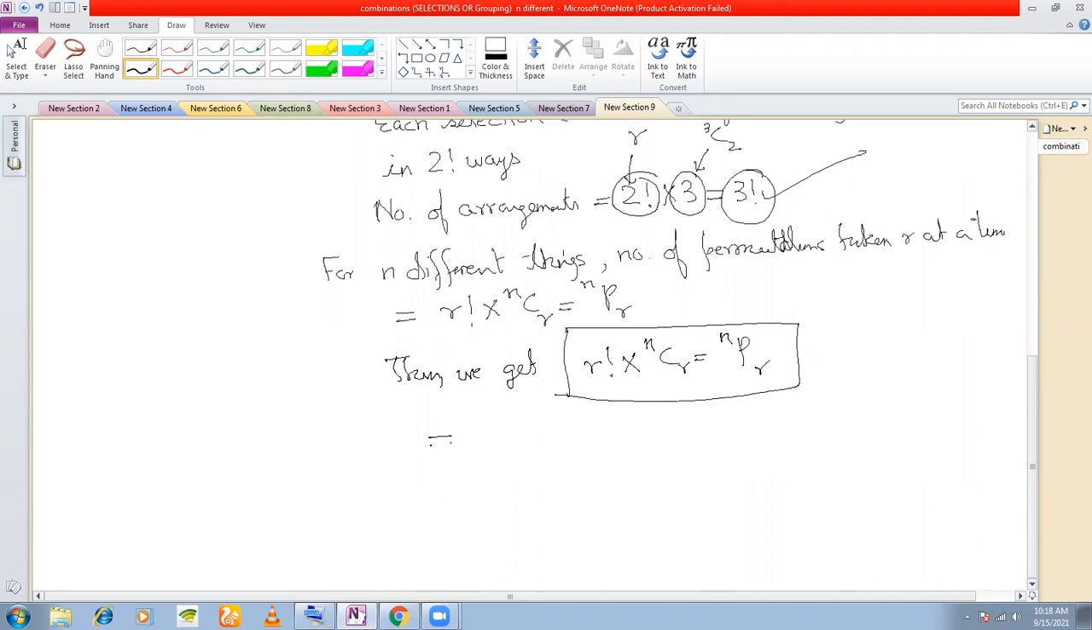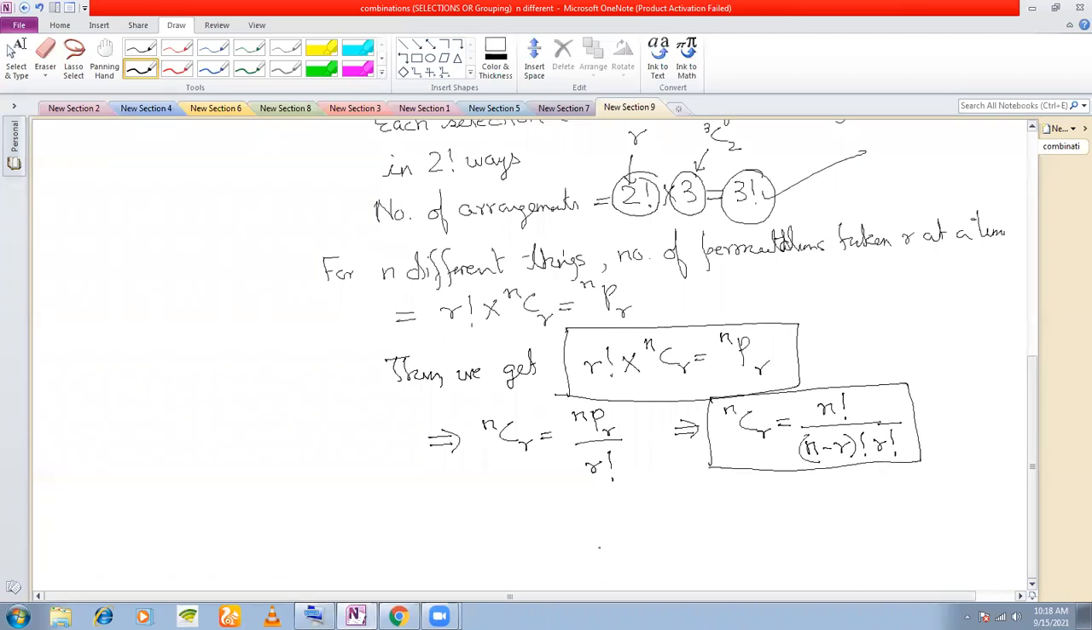So therefore, what do we get? nCr is equal to nPr by factorial r. And what is the formula for nPr? Anyone remember the formula for nPr? n factorial divided by n minus r factorial. Yes, n factorial divided by n minus r factorial, divided by r factorial. This is the formula for combinations, remember. Okay.